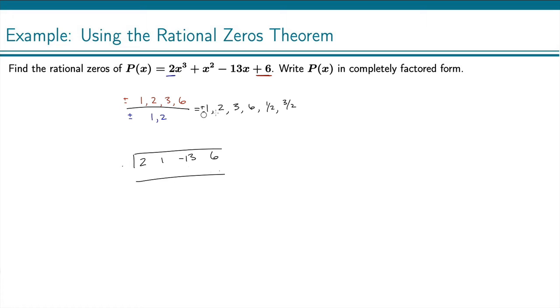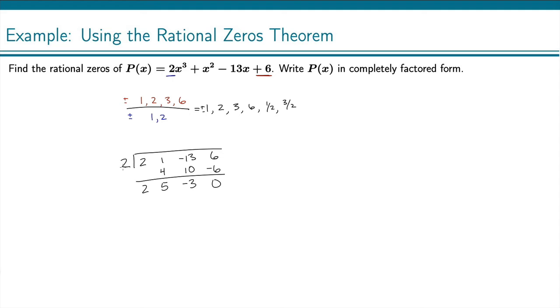So I've done plus or minus 1. Let's try 2. So bring the 2 down. Multiply 2 times 2 is 4. 1 plus 4 is 5. 5 times 2 is 10. Negative 13 plus 10 is negative 3. Negative 3 times 2 is negative 6. And 6 plus negative 6 is 0.